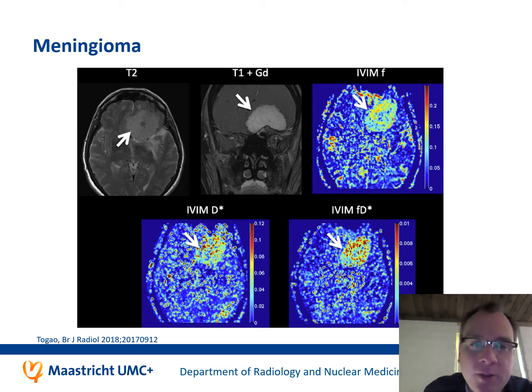On this slide, we have some images from a patient with a meningioma, images from Togao et al. Meningioma is an extra-axial tumor, and you see this big mass on the T2, and you also see some signal increase on the post-gadolinium scan. And if you then look at the typical vascular IVIM measures, F, D star, and F times D star, you can see an increase in all these values, which hints at an increased perfusion in this region, which makes sense in this type of tumor.